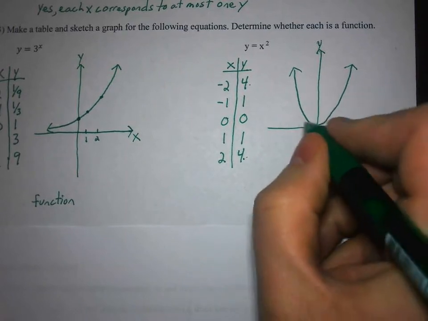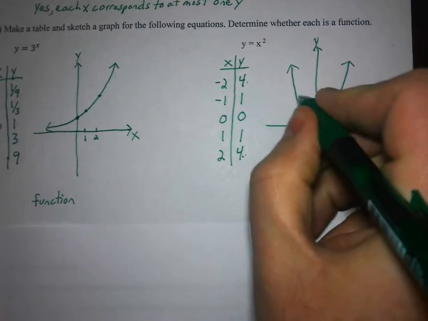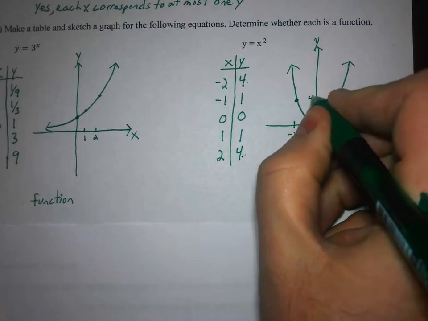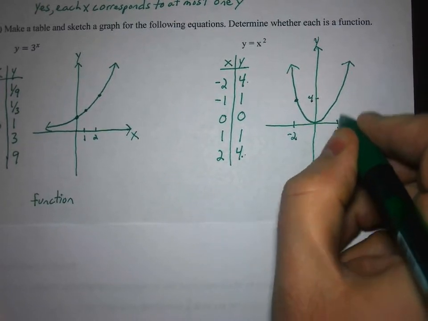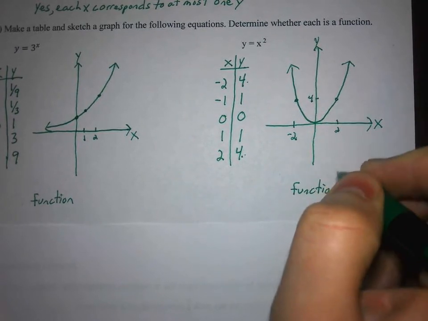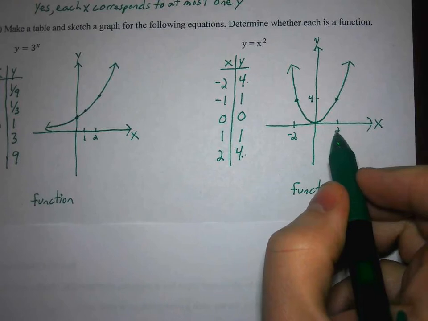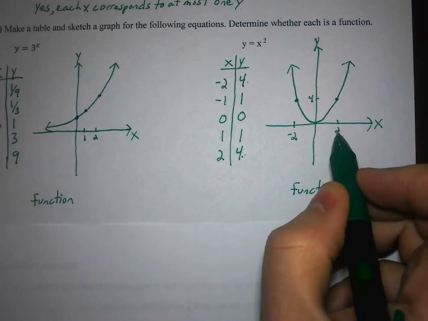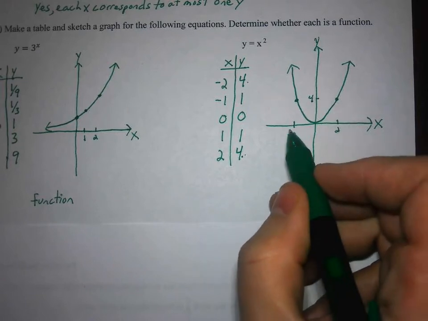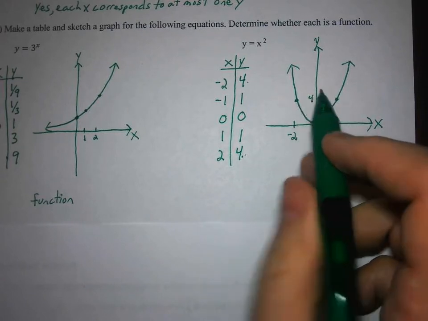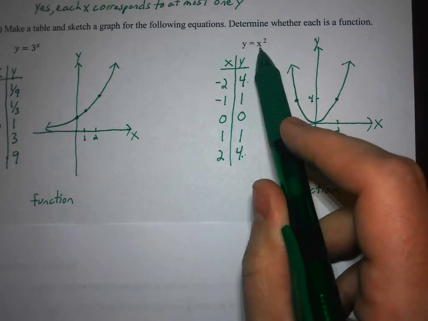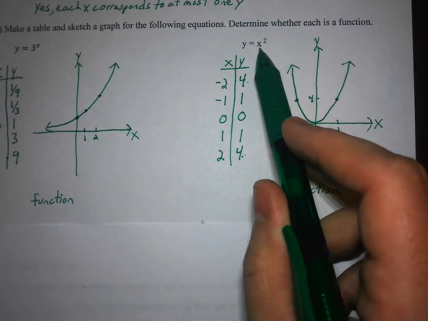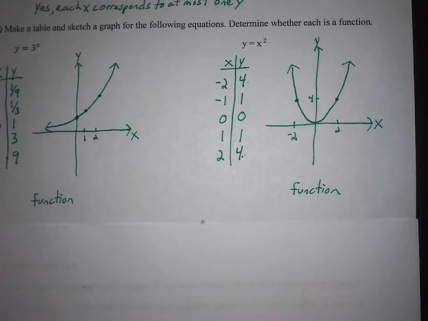Graphically, if x equals -2, we get a y value of 4. If x equals +2, we also get a y value of 4. But we're not saying that when x equals 2, we get two different answers for y. That would not be a function. But here, when x equals 2, we only get one answer. If x equals -2, we only get one answer. When you square a number, basically multiplying the number by itself, you don't get two different answers. So that is a function.